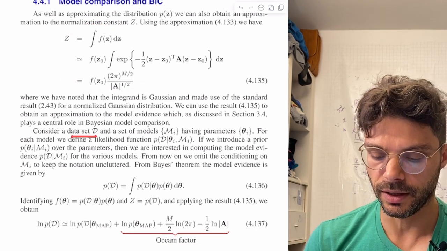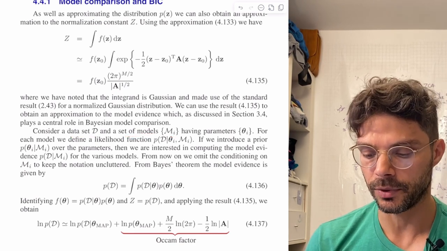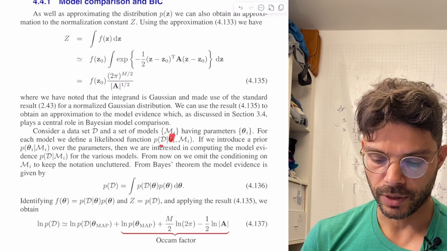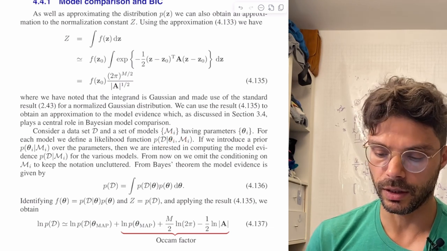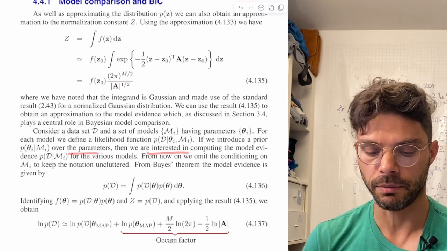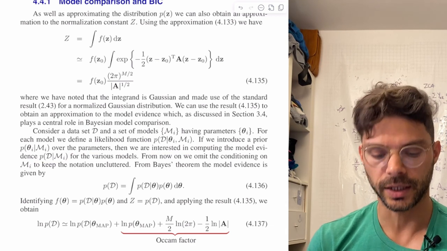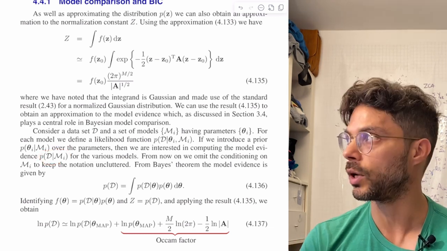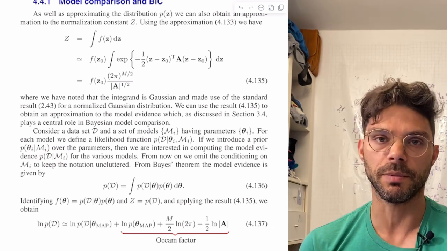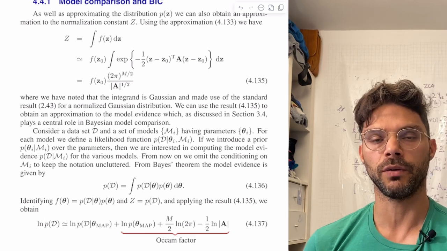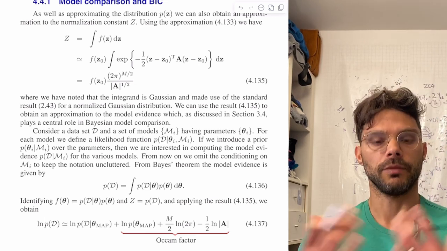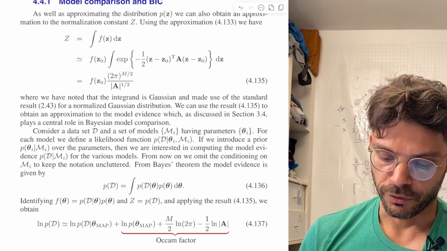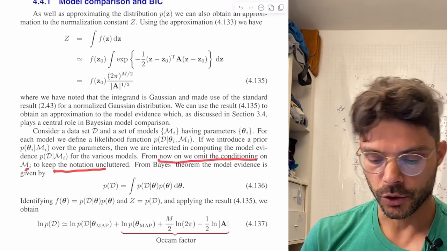Consider a data set D and a set of models M sub i having parameters theta i. For each model, we define a likelihood function, which depends on the parameters of the model and the model itself. If we introduce a prior over the parameters, then we are interested in computing the model evidence for the various models. So it's basically integrating over the parameters of the model, and thereby penalizing more complex models, right? Because the more complex models will always have a better likelihood, and so we want to balance that against the complexity, to avoid overfitting. From now on, we omit the conditioning on M sub i to keep the notation uncluttered.